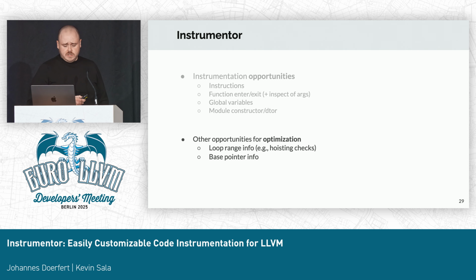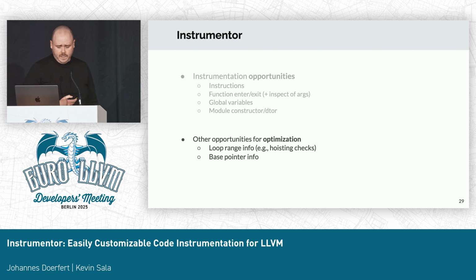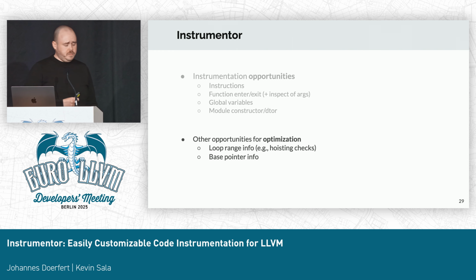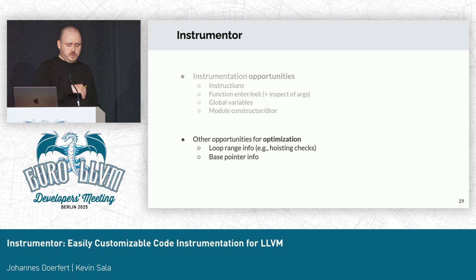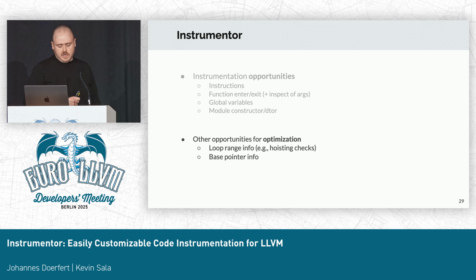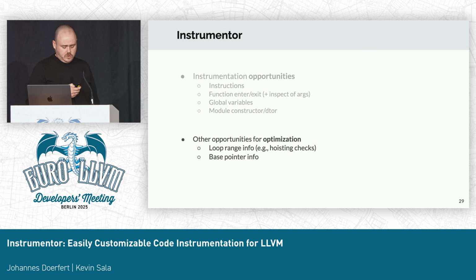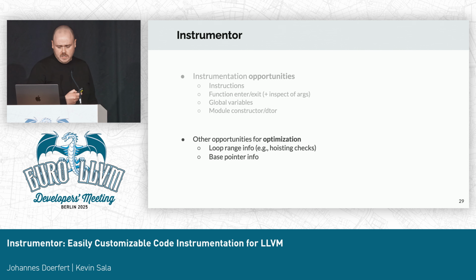There are other opportunities that we have used for optimizing the instrumentation, like, for instance, the loop range information. Let's say that the user code has a loop, and you want to perform some checks just before the loop instead of doing them inside each of the loop iterations. You can use that opportunity in order to get a function call of the instrumentation just before the loop.